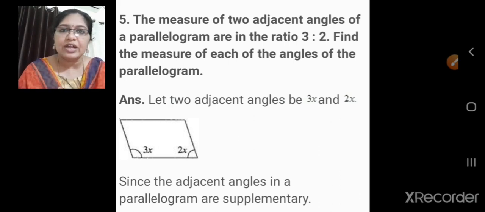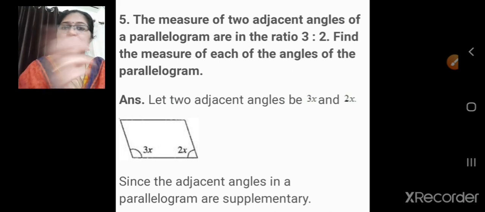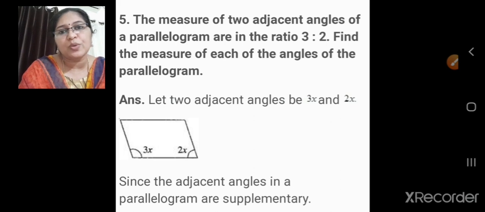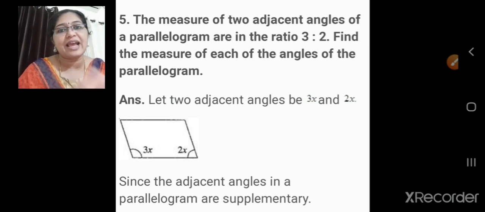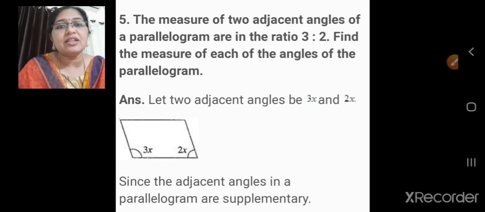So the ratio is given, children. Not the value, the ratio is given. If ratios are given, how did you used to do it? If 3:2 is the ratio, you will take the angle measures as 3x and 2x. It is told that these are adjacent angles of a parallelogram. What is the property? When you add the adjacent angles of a parallelogram, you should get 180 as the total.